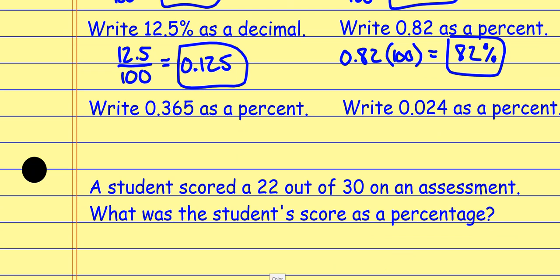So if I look at this one again, I want to go from decimal to percent. So percent means divide by 100. To undo that process, I have to do the opposite. So I multiply by 100. So again, it's that idea of doing the opposite, of working backwards. So I'm going to multiply by 100, and that gives me 36.5%.